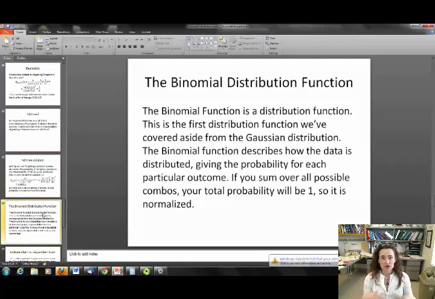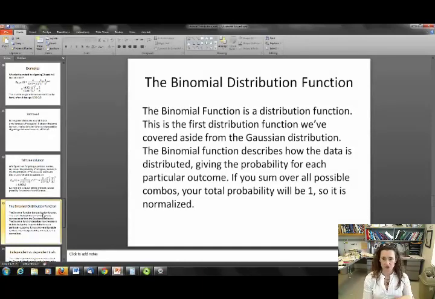Okay, so that's kind of how you use the binomial distribution function. I want to emphasize that it is a distribution function, okay? This is the first distribution function that we've studied so far, other than our Gaussian distribution function. They've got tons of things that are different about them. They describe an entirely different set of circumstances. But they've got certain things in common because they're both distribution functions, okay?